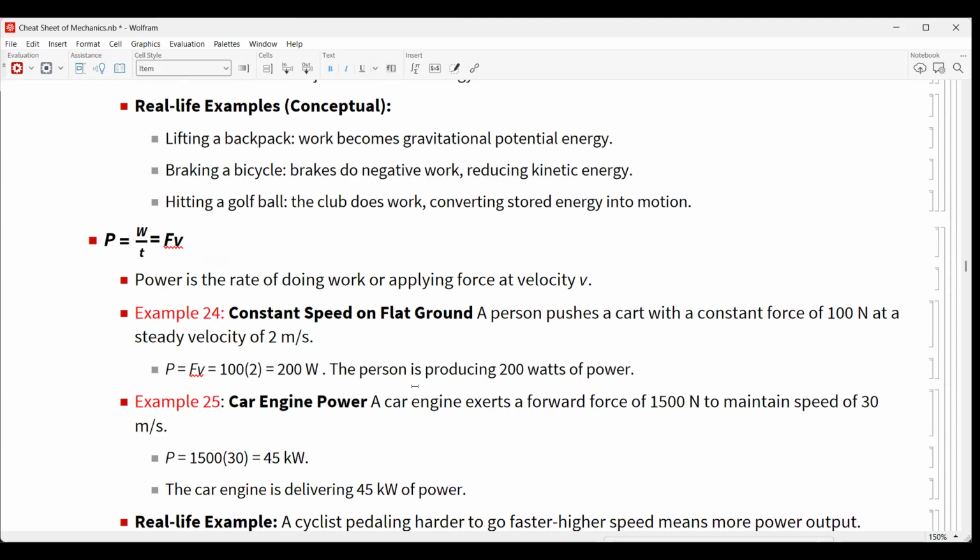So we have the power here. The power is the rate of doing work, or applying force at a velocity v. So, constant speed on flat ground: a person pushes a cart with a constant force of 100 Newtons at a steady velocity of 2 meters per second. So the power is the force, 100 newtons, times the speed, 2 meters per second. So that's just 200 watts. The person is producing 200 watts of power.